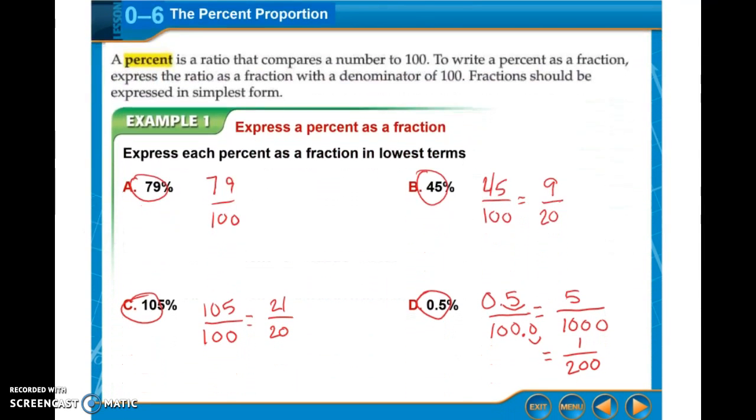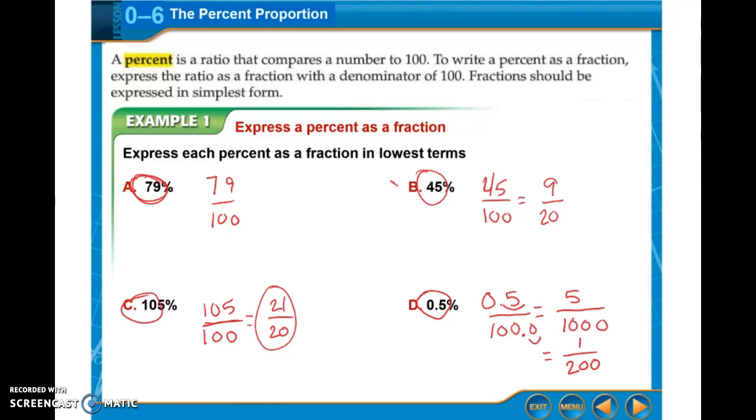We talked about how to turn 79% into the actual fraction. So you put 79 over 100. We also talked about that with B. 45% is 45 over 100, which is 9 over 20. And then C and D are the weird ones. Still put it over 100, 105 over 100. And you end up with 21 over 20 when you divide the top and the bottom by 5.